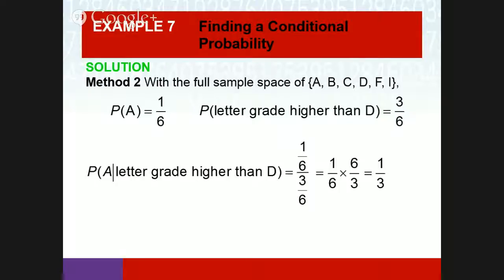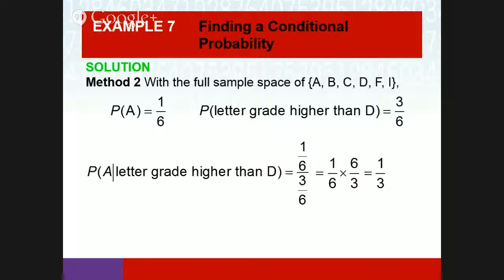Getting an A and being higher than a D, there's only one thing that's an A higher than a D. So there's 1/6 there, divided by the probability of getting a letter grade higher than a D, which is 3/6. Flip and multiply, the 6s cancel, and you get 1/3.